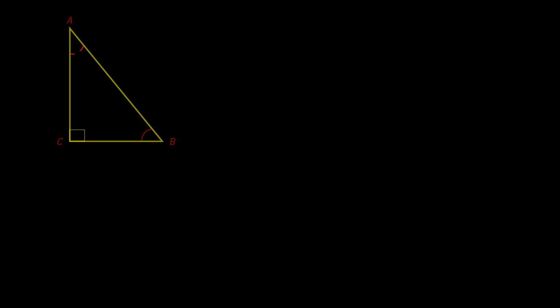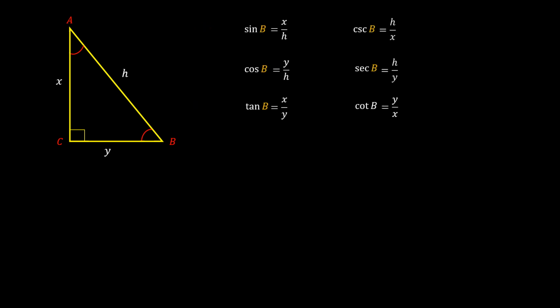Okay, so for any right angle triangle ABC, for angle B, this is the opposite, this is the hypotenuse, this is the adjacent, and for angle A, I will have to switch the opposite and the adjacent. And I will use x, y, and h here to represent the sides. To memorize the formulas, I will use these three words: soh, cah, and toa. This is the formula of the six trigonometric ratios of angle B, and this is for angle A.